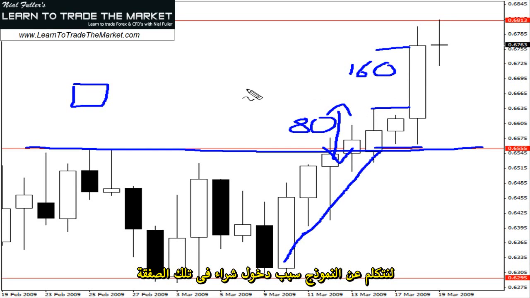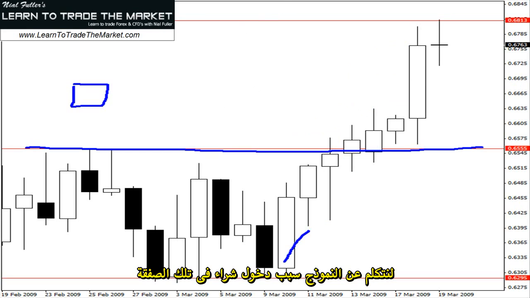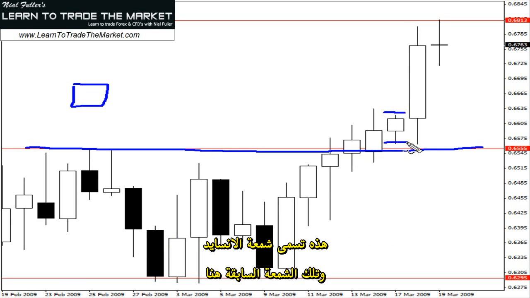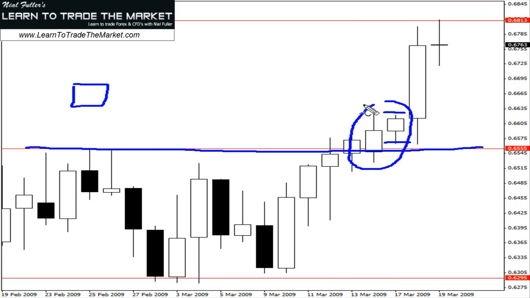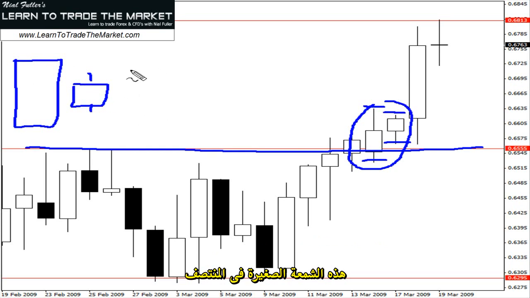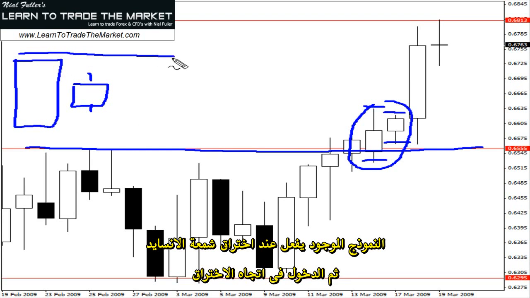Now let's get on to the actual setup that got me into the long position overnight. If we just look at this daily chart, we can see we had the breakout and we had this nice inside bar. This is called the inside bar pattern. This outside bar here, that's called the mother candle. Now it's really a case of thinking about a mother candle and a baby candle. This is the baby candle in the middle. The setup in question is an inside bar breakout.